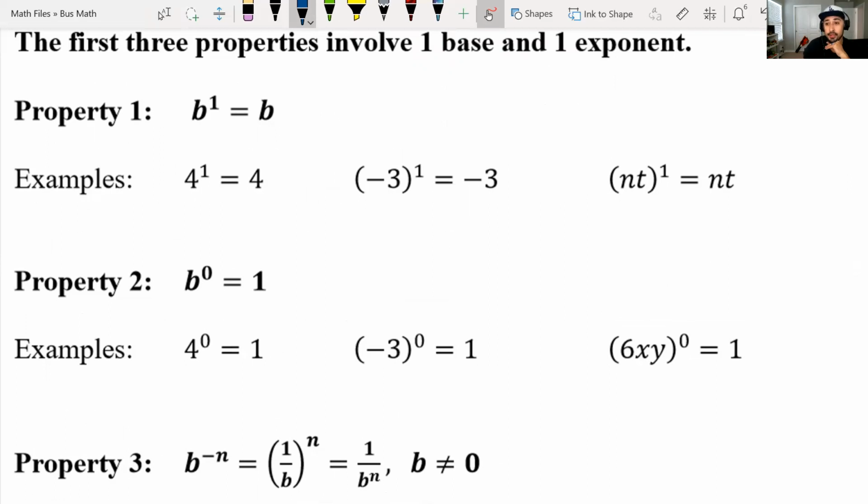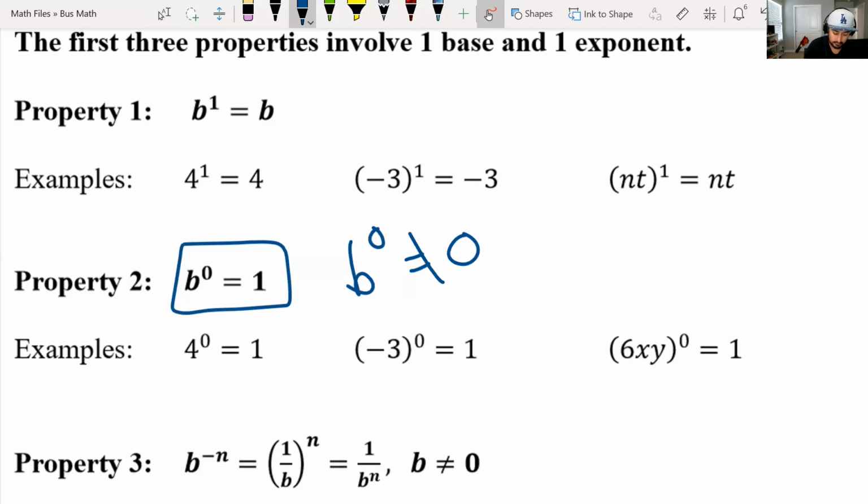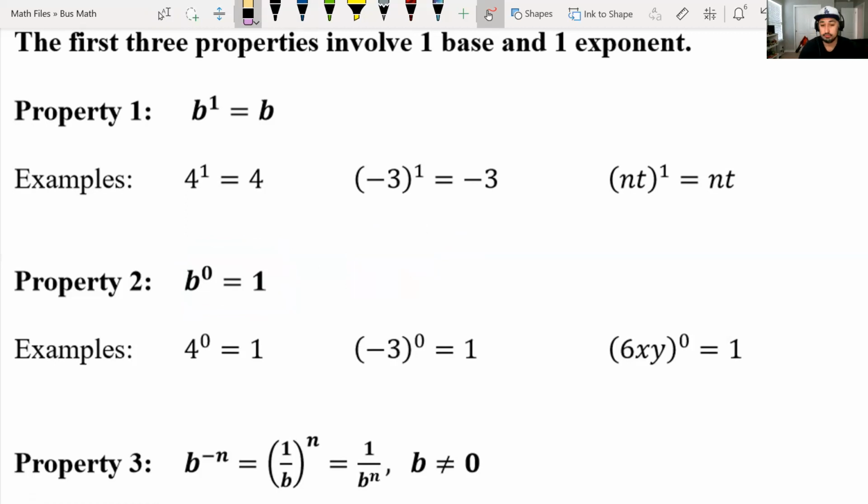Property 2. This one's important. Everybody forgets it. Any base raised to the zeroth power is always 1. No matter what the base is, it's always going to be 1. A lot of people make this mistake and say, well, b to the zeroth has to be 0. No, that's when I yell at you and I say, get out of my classroom. Anything to the zeroth power is always 1, as in the examples below. 4 to the zeroth is 1. Negative 3 to the zeroth is 1. 6 times x times y to the zeroth is 1. Anything raised to the zeroth is 1.